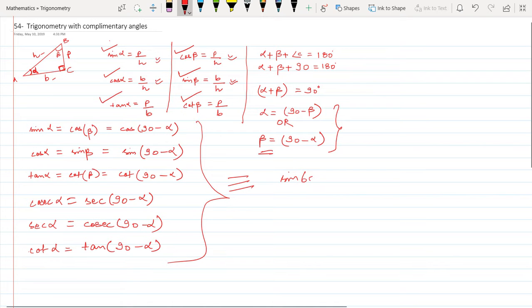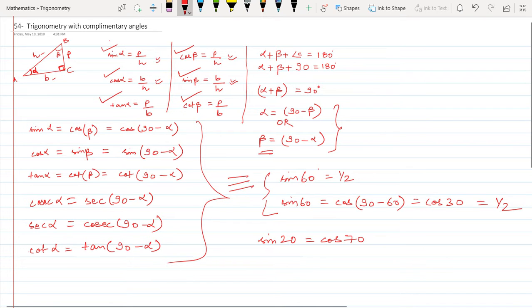Sine 60 is equal to 1 by 2, and sine 60 should be equal to cos of 90 minus 60, which is equal to cos 30, which is equal to 1 by 2. Going by this logic, if I say sine 20, this will be equal to cos of 70. I don't know the values, but you can check, it will be the same. Similarly, sine of 45 will be equal to cos of 45. This is because it will always equal cos of 90 minus 20, and this will be equal to cos of 90 minus 45.